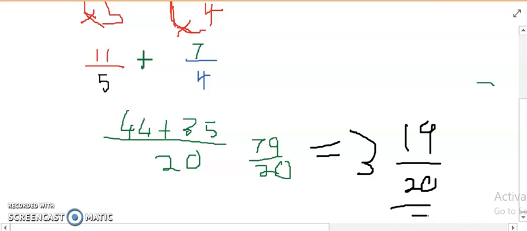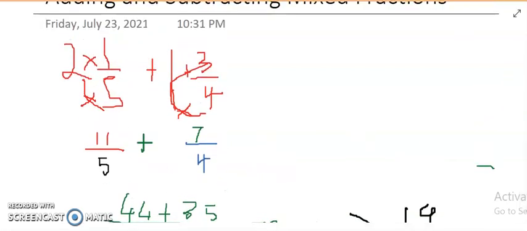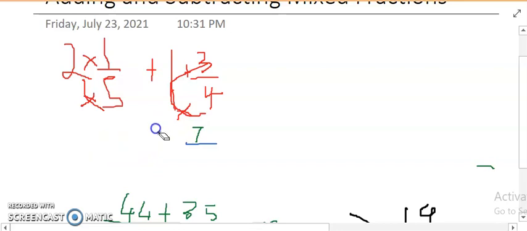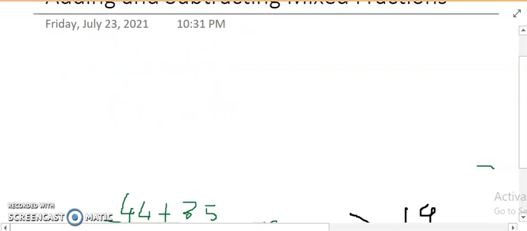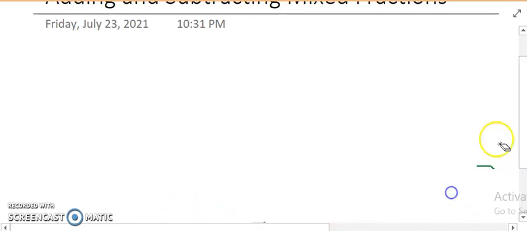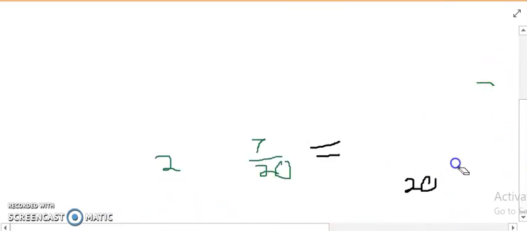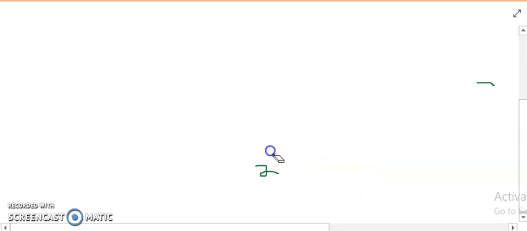Now, there is also another way to do this, guys. There's another way to do this. So let me just get my eraser and erase this. Because I was taught this way, but most people do it the way I did it now. There is another way to solve addition and subtraction of mixed numbers.